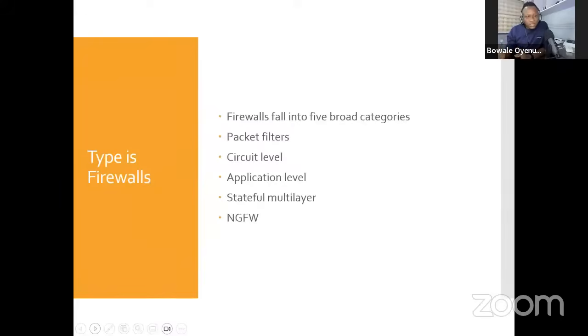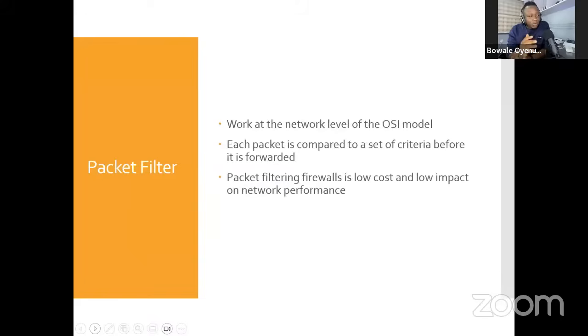There are ones you have to consume as a service and all that. So the involvement of firewalls began with a packet filtering firewall, which means that this kind of firewall just filters inbound and outbound packets, and it's able to work up to layer 3 of the OSI model. Each packet is always compared with a set of criteria before it's forwarded.